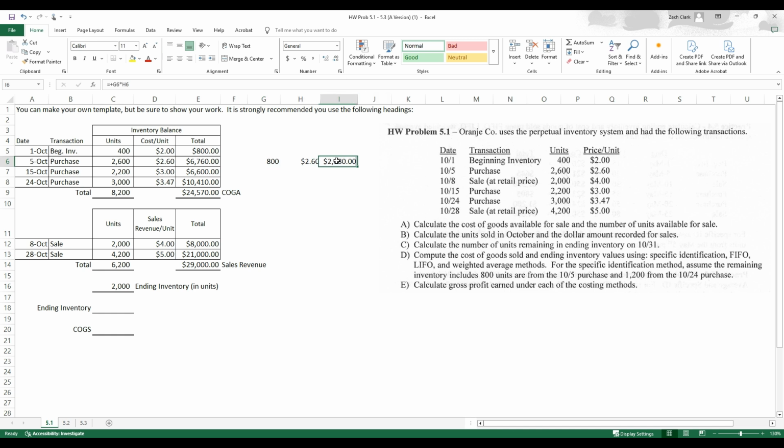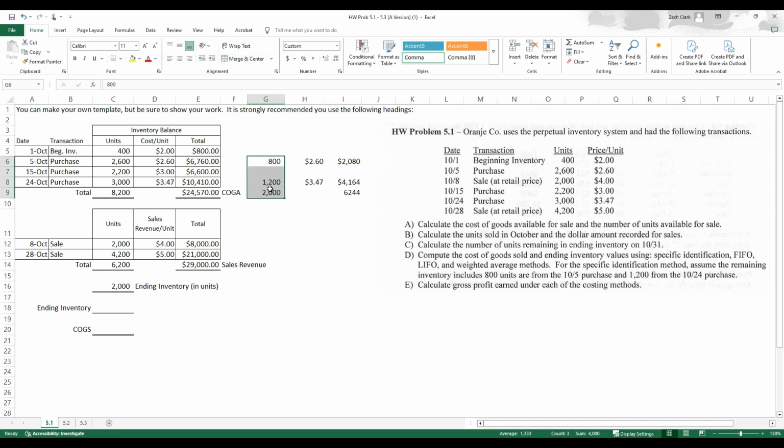And give us 2,080. So this is inventory left over from that purchase, and 1,200 from the 1024 purchase. So let's just copy this formula down. But it says 1,200. So if we do a summation on that and this, so again, this is the leftover inventory. Here's the ending inventories. The totals, the 2,000 we were able to determine there quickly.